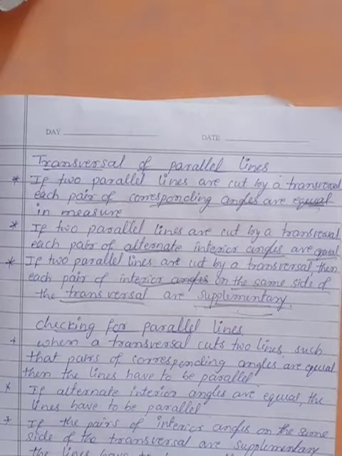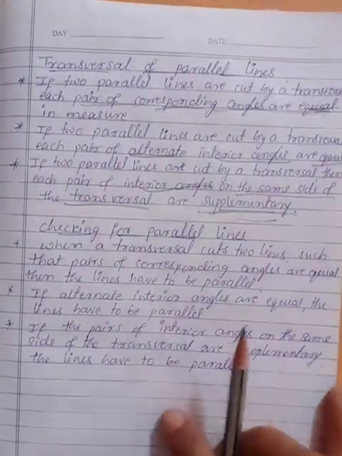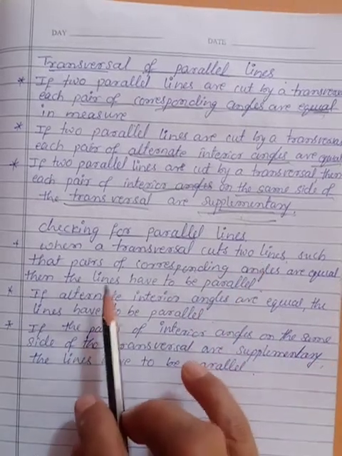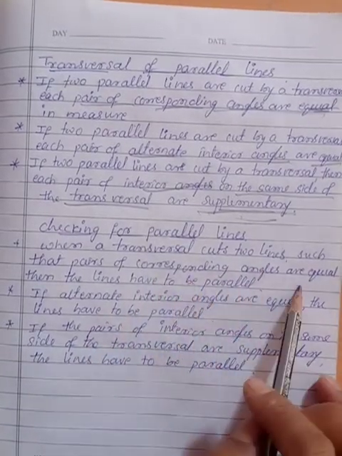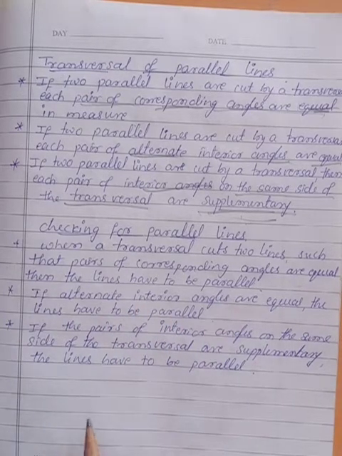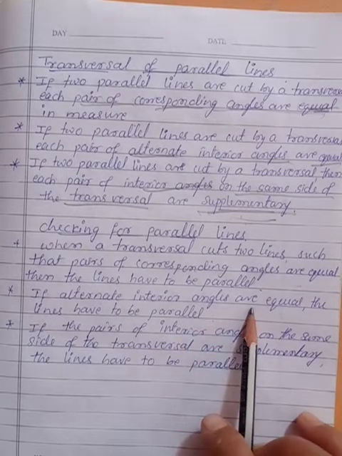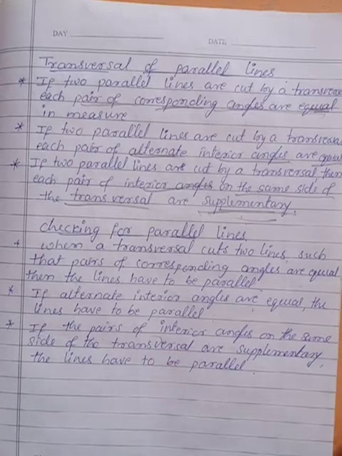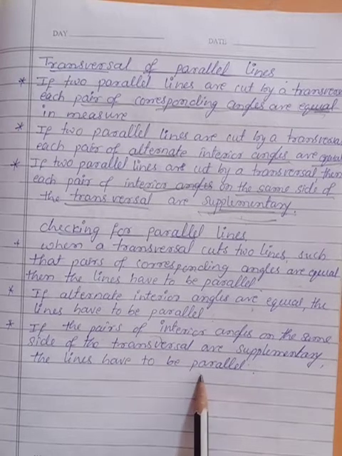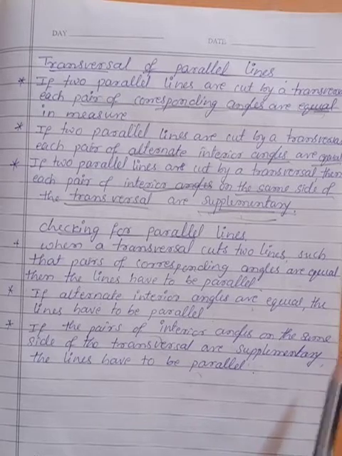By taking these 3 points in reverse order, we can prove that the given lines are parallel. When a transversal cuts 2 lines, if a pair of corresponding angles are equal, then you can say those lines are parallel. In the same way, when the alternate interior angles are equal, you can say the lines are parallel. Again, if the pair of interior angles on the same side of the transversal is supplementary, then also you can say the lines are parallel.